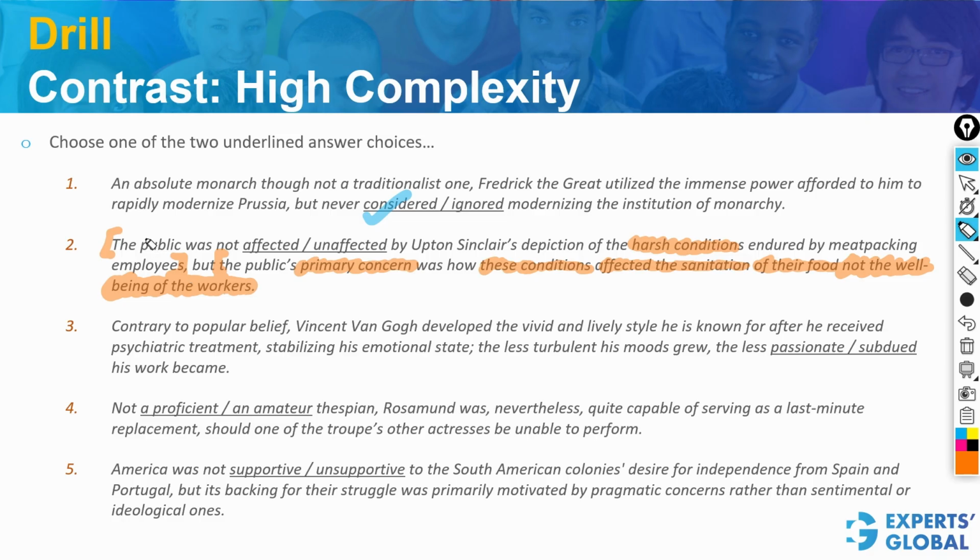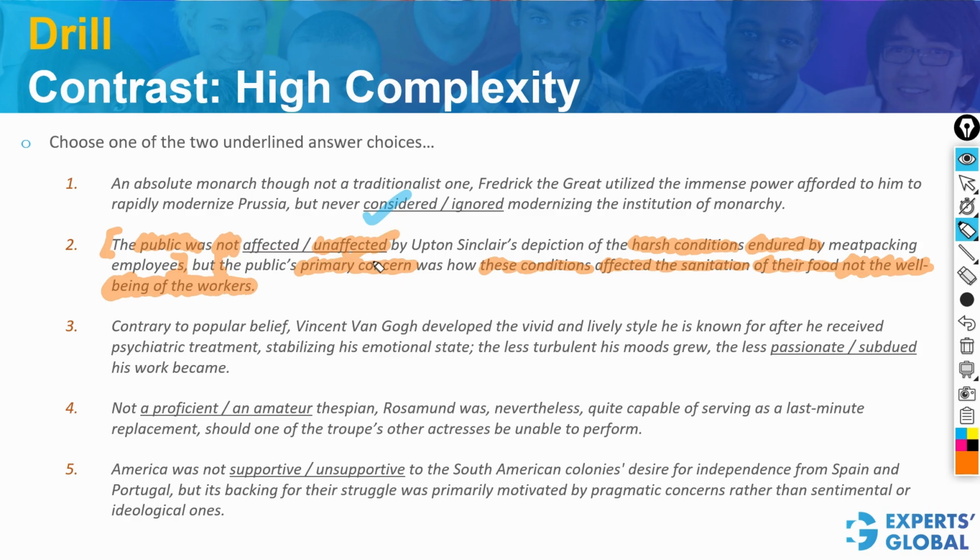So it's not that the public was unaffected by the harsh conditions endured by the workers. The public was affected. It's just that the public's primary concern was something else. So the first part of the sentence wants to say that the public was affected. Since we have a shift here, a not, we need to select unaffected.